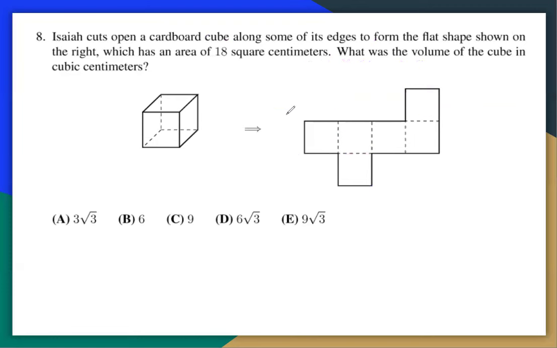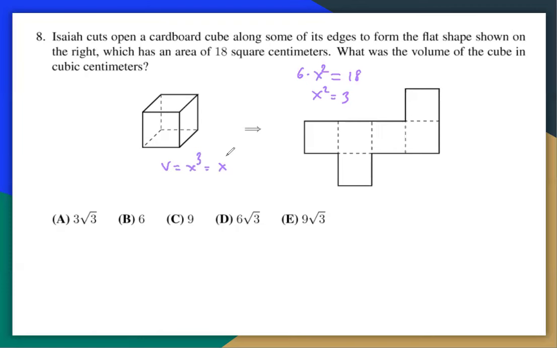And number 8, Isaiah cuts open a cardboard cube along some of its edges to form the flat shape given on the right, which has an area of 18 square centimeters. What is the volume of the cube? Okay, this is the surface area. So 6 times one side squared is 18. So x squared should be just 3. We are looking for the volume, which is going to be x cubed.